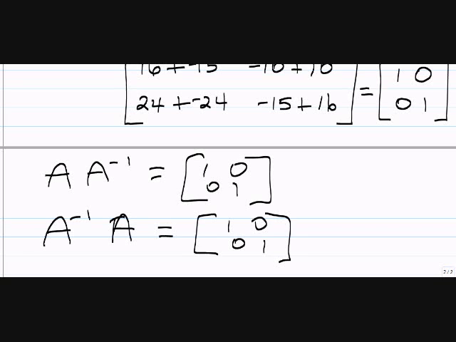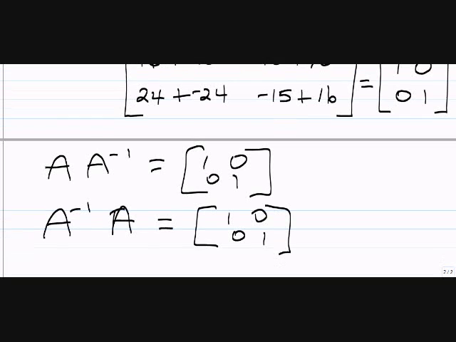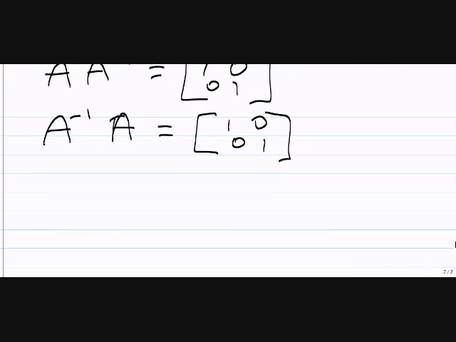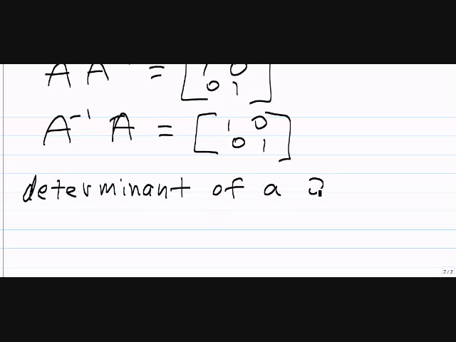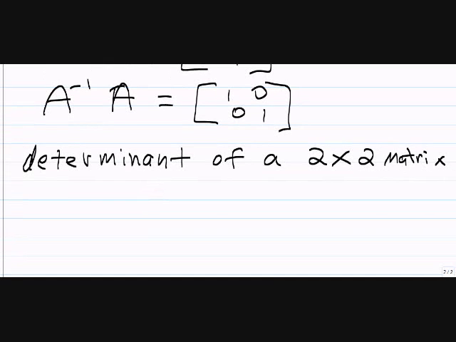Okay, so we're going to figure out how to find the inverse, and we have to find something first. The first thing we need to find is called the determinant. And we're just going to do a 2 by 2 matrix, because when they get any bigger than that, it just gets way too complicated.